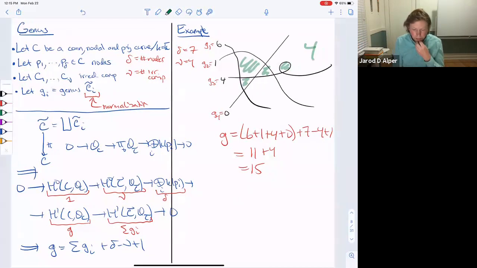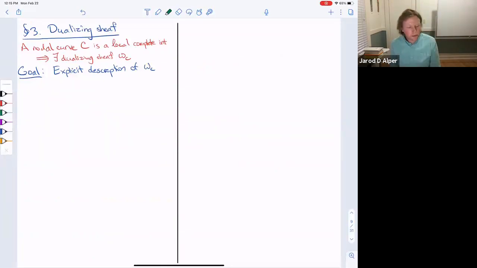Okay, so we're on to the dualizing sheaf. A nodal curve, if you think about the defining property of a node, is necessarily a local complete intersection. And if you've read Hartshorne's exposition of Grothendieck duality, that automatically implies that there's a dualizing sheaf, a sheaf omega_C that satisfies duality. But we would like to get a more explicit description of this in the case of a nodal curve. So that's what we're after right now. And the reason we want this is because the dualizing sheaf for a nodal curve will be a line bundle and will play the role that the sheaf of differentials played for smooth curves, right? This will give us a line bundle that, when we take a sufficient power, will give us an embedding into projective space, and so we can use this.